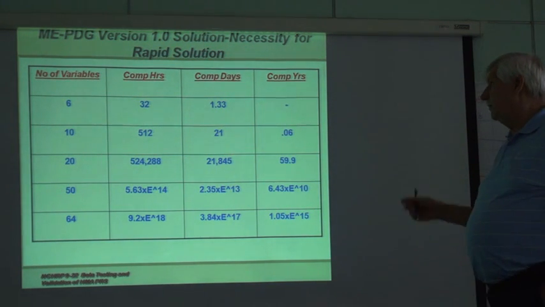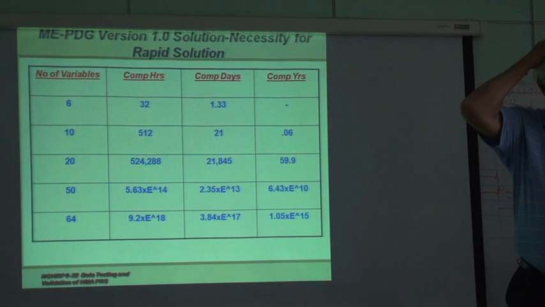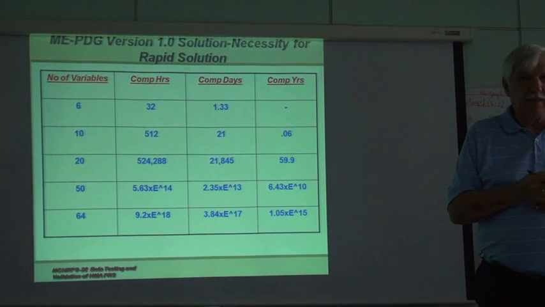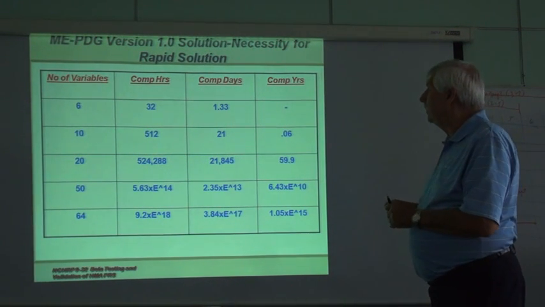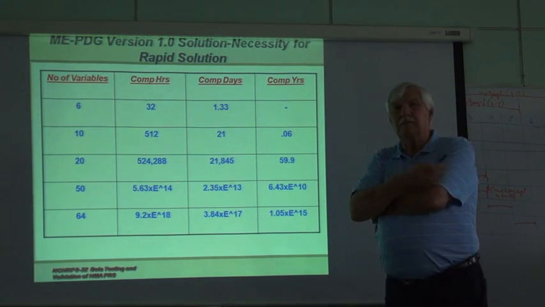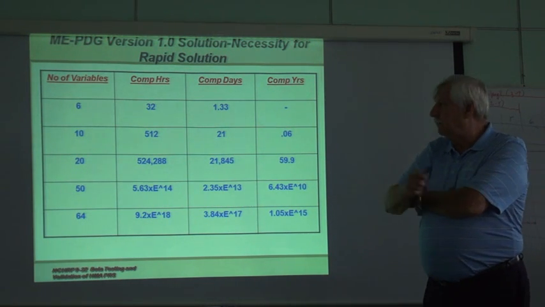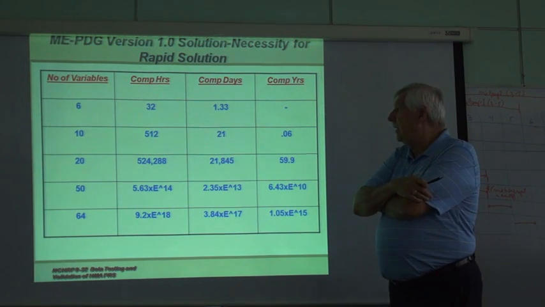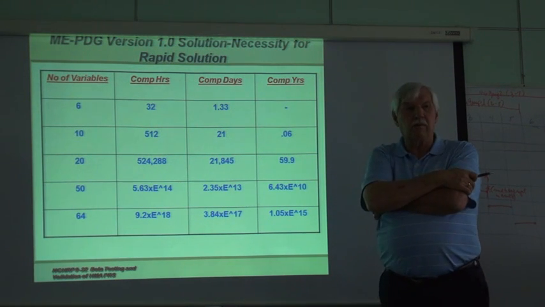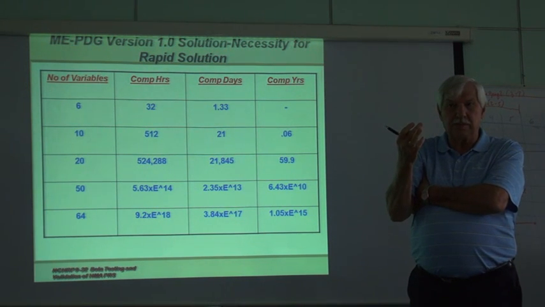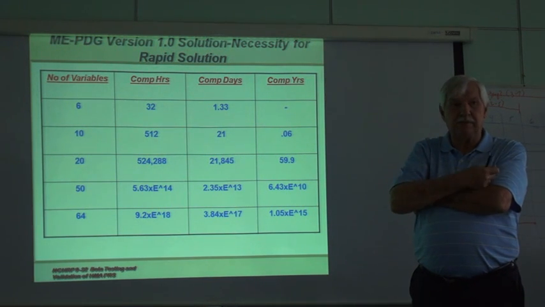Okay, I've told you some of this before, but if we just start looking at the MEPDG, because we're going to be looking at variability of the constructed product, if I were to look at how long it would take in the MEPDG computer solution, if I were to do a complete Monte Carlo simulation, for example, 6 variables, only 6 variables, it would take me 32 computational hours to arrive at one full probabilistic Monte Carlo solution using input standard deviations or variances of only 6 variables.